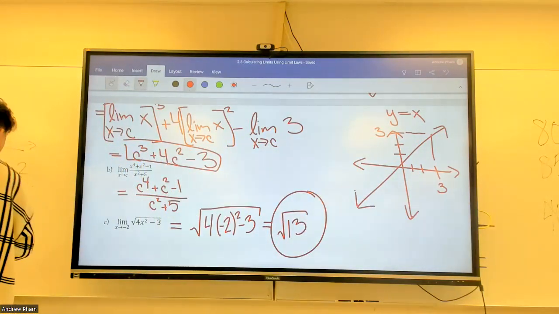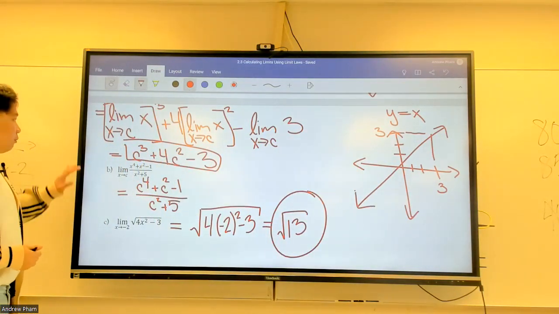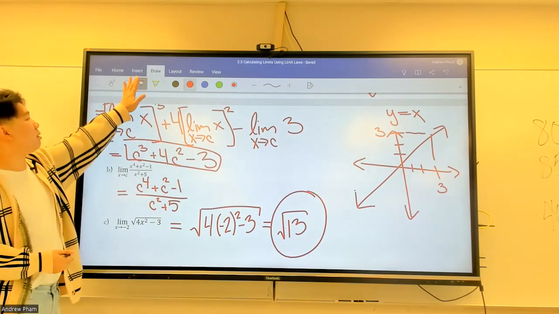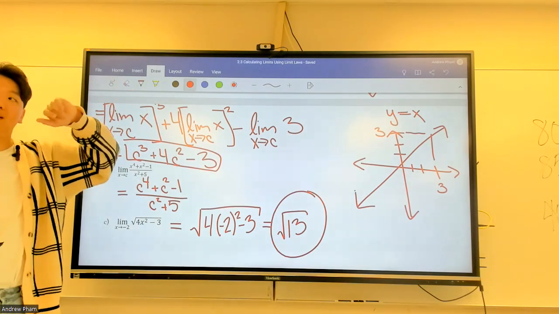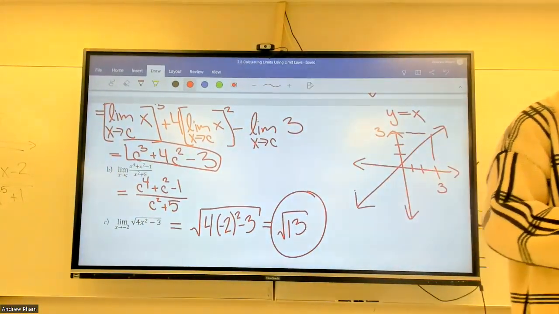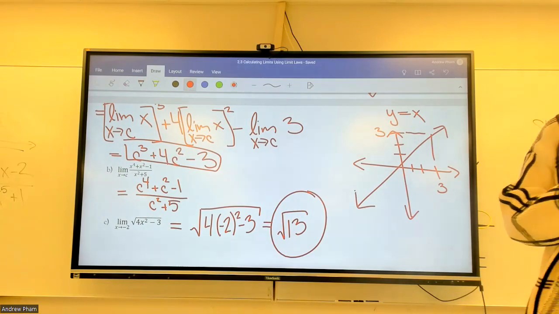All right, so we're done with part C. Let's go ahead and move from here. But before that, any questions about this example before I move on? The long story short is if you can plug it in, then go ahead and plug it in.